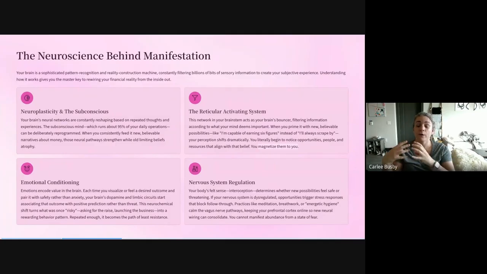So if you can attach, okay, I'm getting this promotion, and the way that I'm going to feel is excited, happy, joyful, proud of myself. So you start to feel those emotions while you wait for this promotion to come in. Your brain is going to start thinking, okay, this is a safe thing. I feel good about it, so I can allow this to come through.